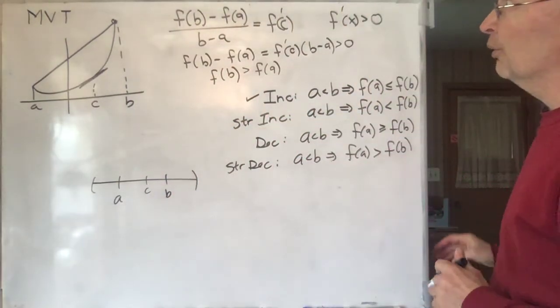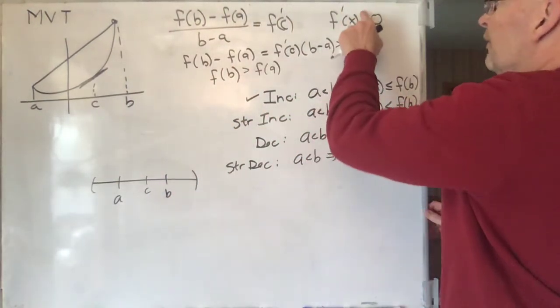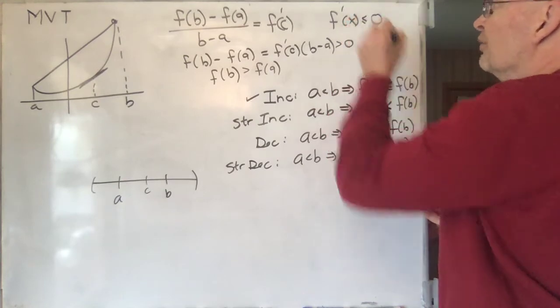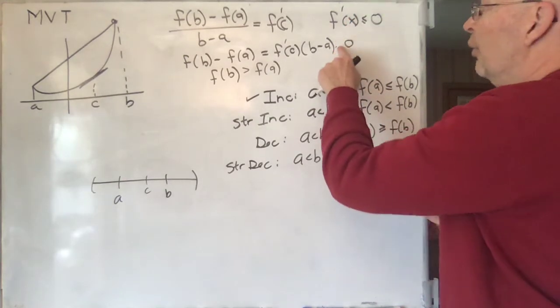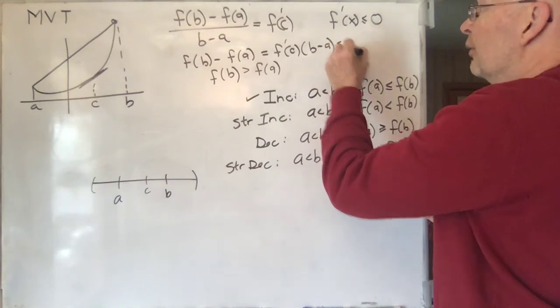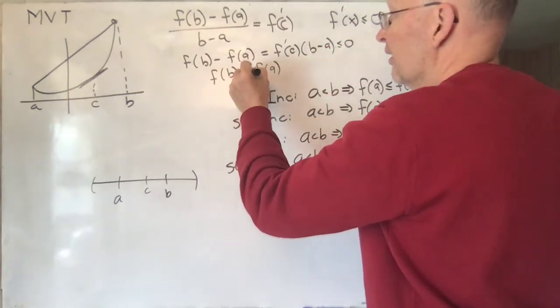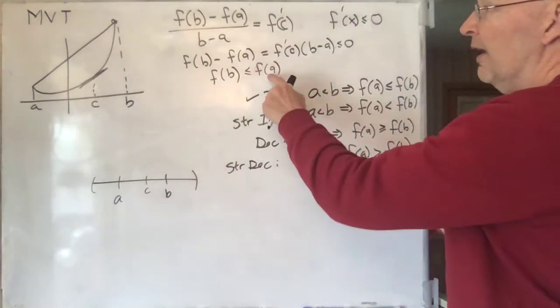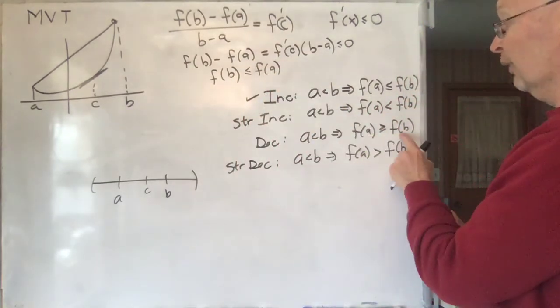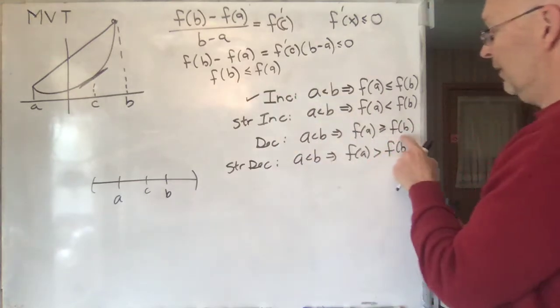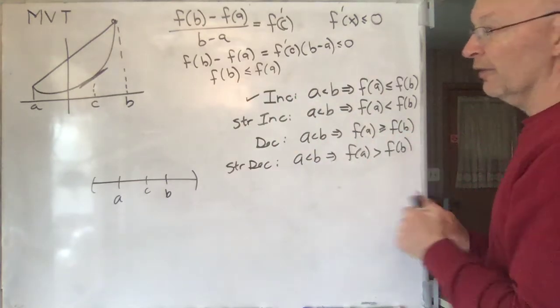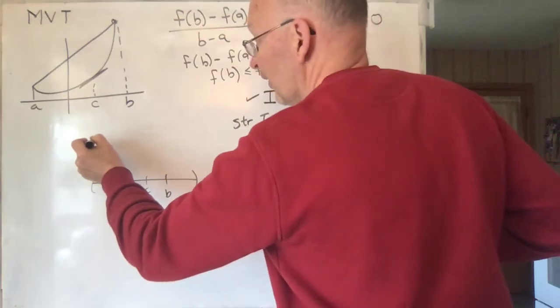Can you see the other two results? If this derivative is less than or equal to 0, then this quantity here would be less than or equal to 0. And so now when you bring the f of a over, you get this. f of a is greater than or equal to f of b. Okay, f of b is less than or equal to f of a. That means the function is doing this sort of thing.